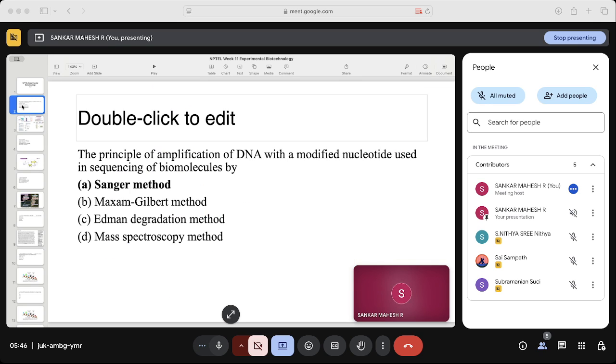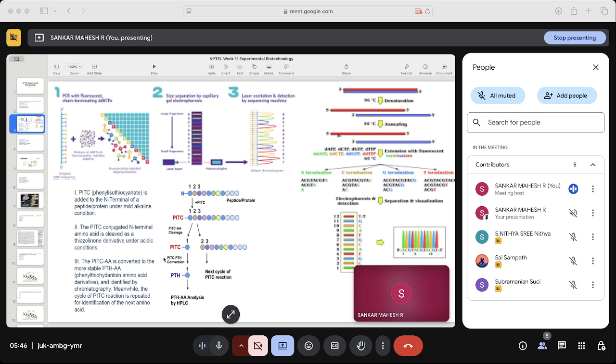In Edmond degradation, you take your protein and put it with phenyl isothiocyanate. This is added to the first residue, that is the N terminal, which has the NH2 group. Then it is cleaved with thiazolinone. Because of this, now you have one amino acid. Then this is converted and analyzed based on chromatography.